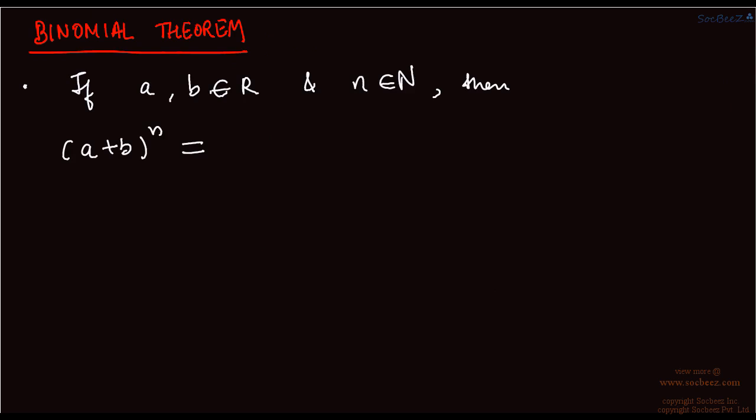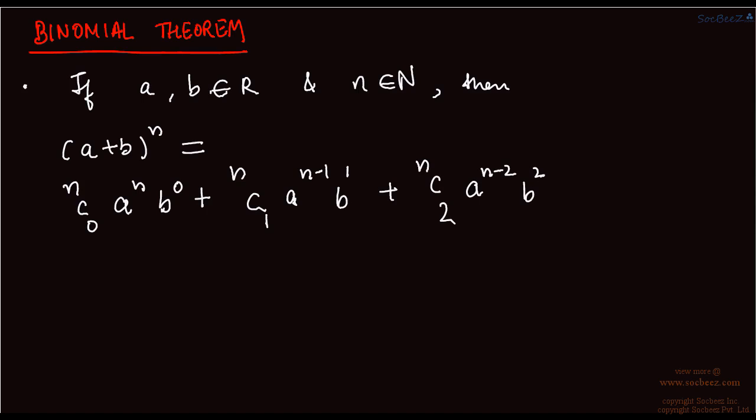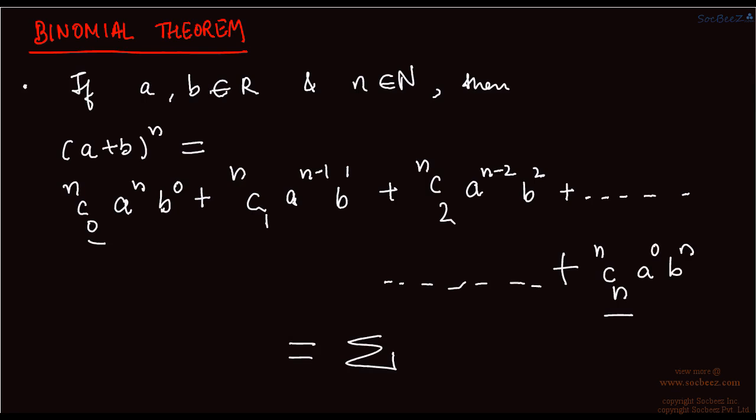This expansion will be, I'm writing it here, nC0 a to the power n, b to the power 0, plus nC1, the second term, a to the power n minus 1, b to the power 1, plus nC2, a to the power n minus 2, b to the power 2, plus this sum will continue up to nCn, a to the power 0, b to the power n. The sum of this can also be expressed as the summation of nCr, a to the power n minus r, b to the power r, where r varies from 0 to n.